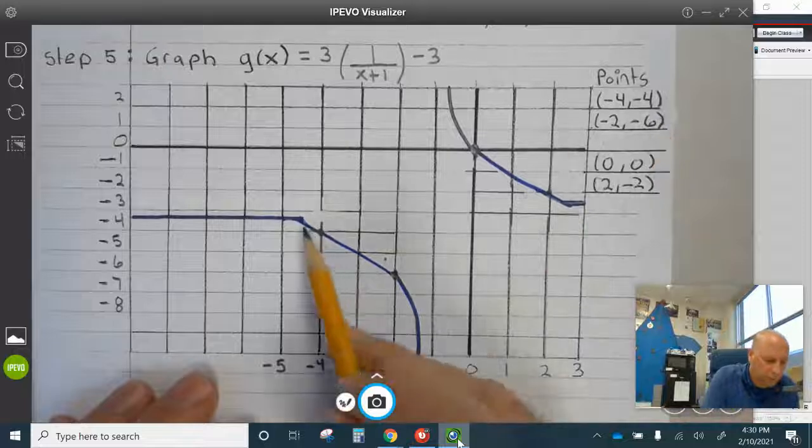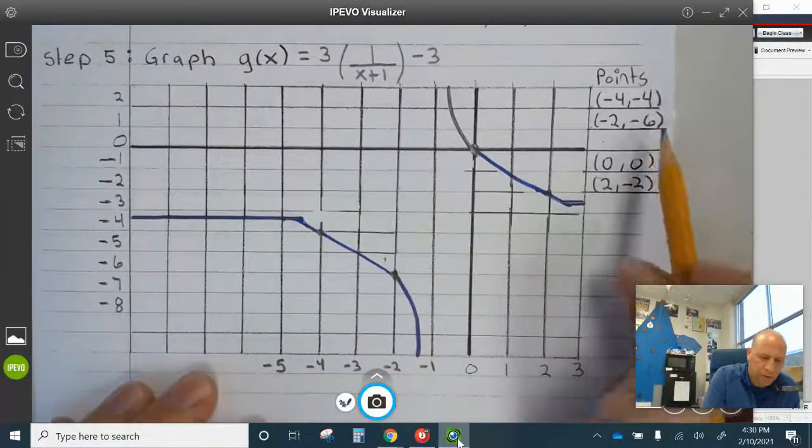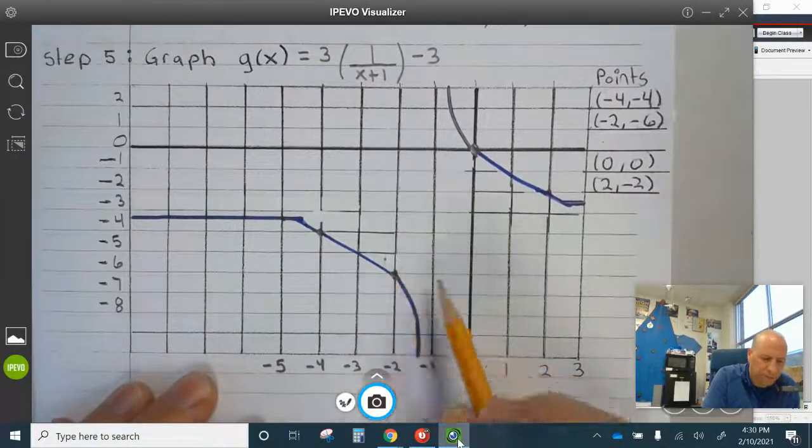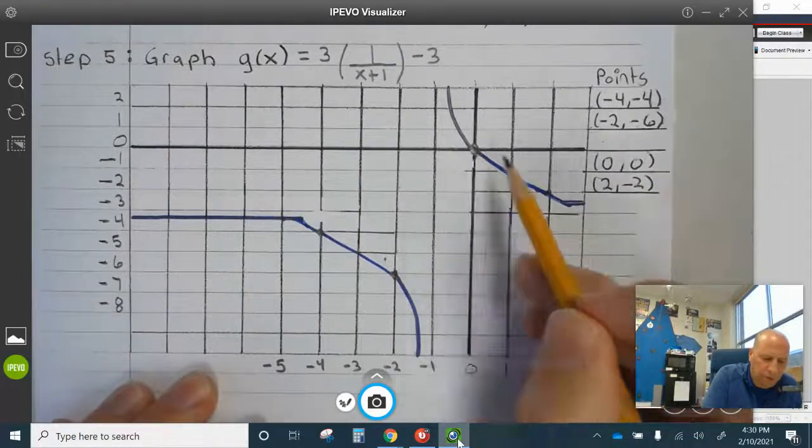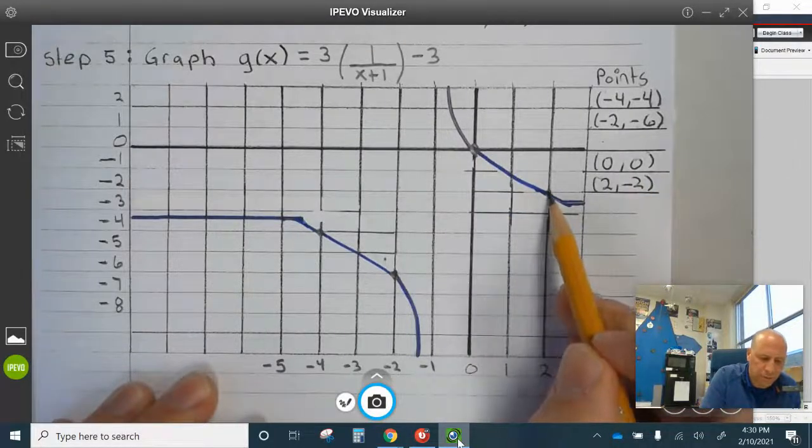So -4, -4 is right here. -2, -6 is right here. 0, 0 is right here. And 2, -2 is right there.